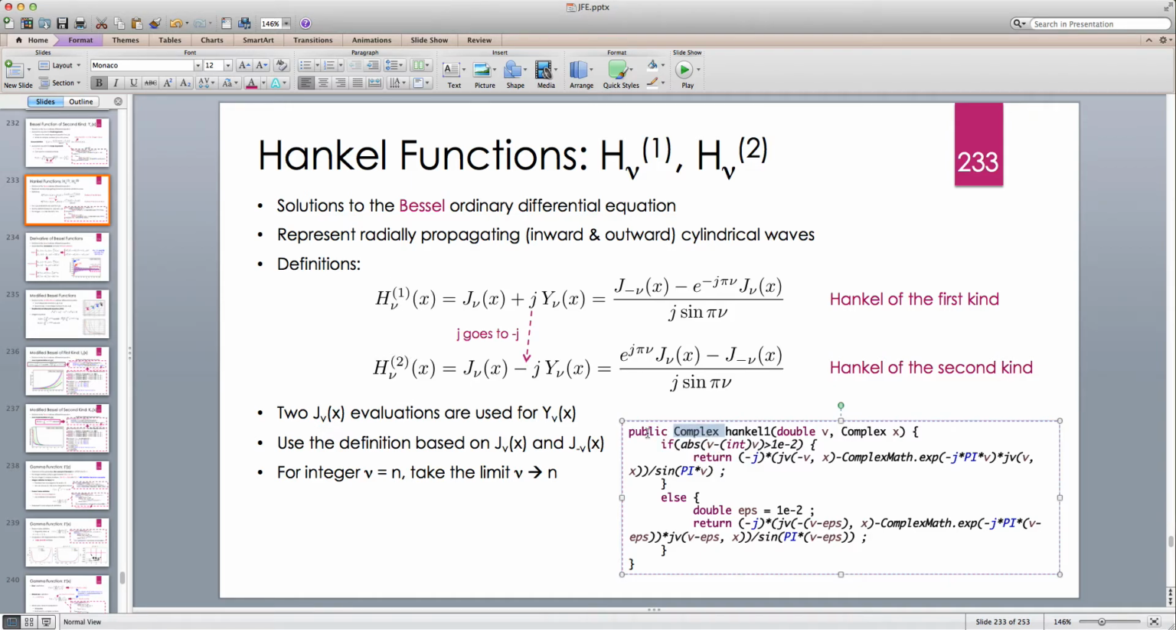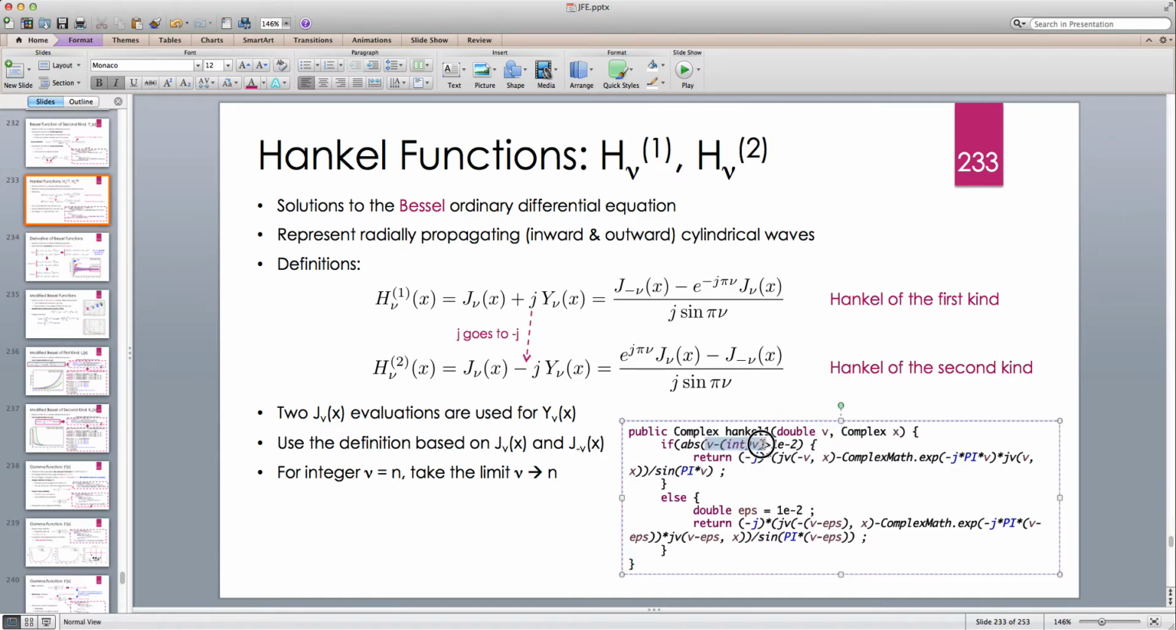That's why we don't have here a public double version. Hankel 1 but x can be a double value, a real number, or a complex number. But Hankel functions always return a complex number. So nu is a double, and x could be a real or a double or complex. Here I'm assuming a complex.